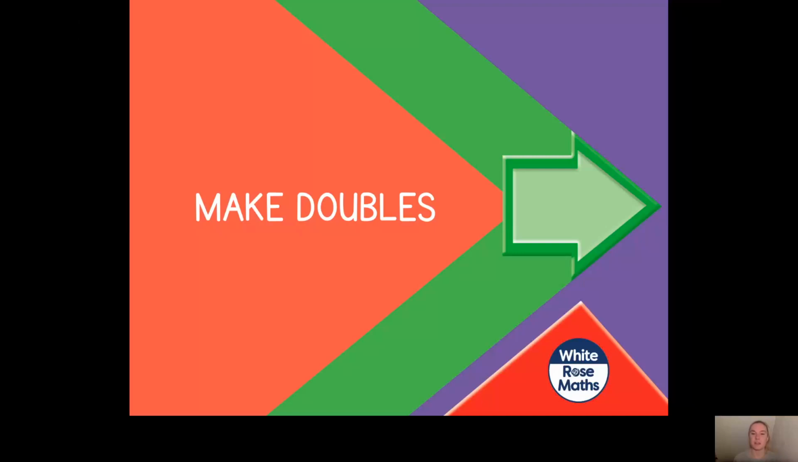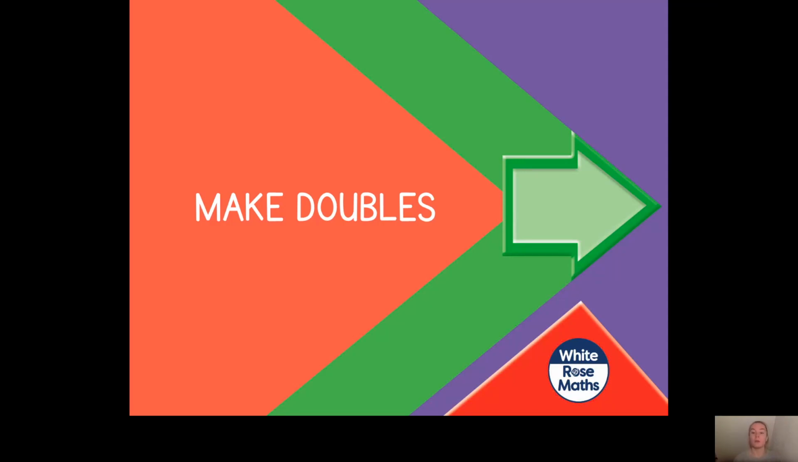So yesterday we looked at arrays, didn't we? And we learned that if we look at how many rows there are and how many are in each row, and how many columns there are and how many are in each column, then we can write different multiplication number sentences. Now today we're going to be looking at making doubles. Now you should have covered this in Year 1, but because we had some time off, I thought it was important to cover it again before tomorrow's lesson, where doubles will really help you.